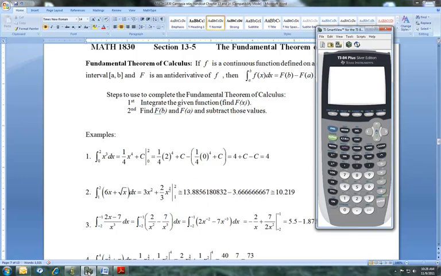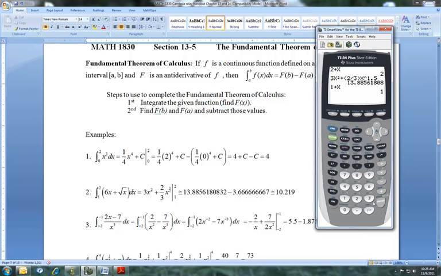Let me get my calculator and see where these values come from. First, I always do the upper value. So 2, store in for x. Type in what our antiderivative was, 3x squared plus 2/3 x raised to. Now if you put in 3/2, you'll need parentheses, but if you put in 1.5, you won't. So there's that, 13.8856. Let me store in 1.